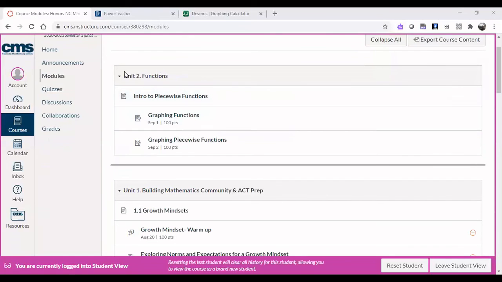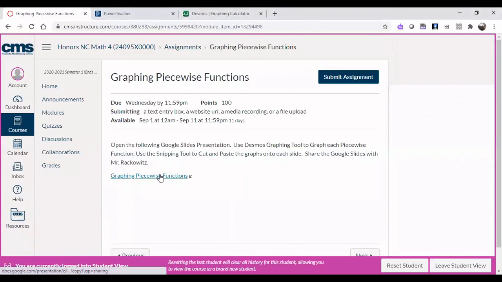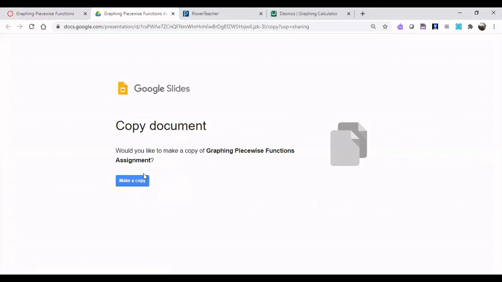All right, so back at your modules, graphing piecewise functions. When you open that up, there's a link. When you open that link, again, make a copy. Yours will be different than mine. Same type of Google Slides where you just use Desmos, graph them, take the picture of it and put it into the document, and then share that when you're done.